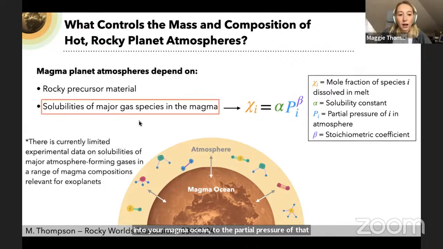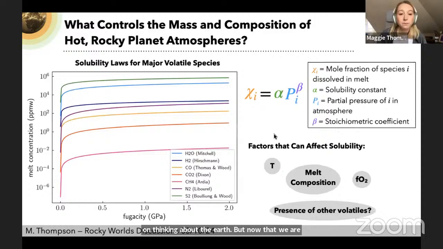And so I want to say this is going to be the focus of what I'm going to talk about experimentally today. Also, just to say that we still have a quite limited experimental data set on the solubility behavior of major atmosphere forming gases, particularly for a range of exotic magma compositions that could be relevant for exoplanets, because much of the experimental work that has been done so far, and rightly so, has been focused on thinking about the Earth. But now that we are discovering these exoplanets, we need to start expanding that compositional parameter space.